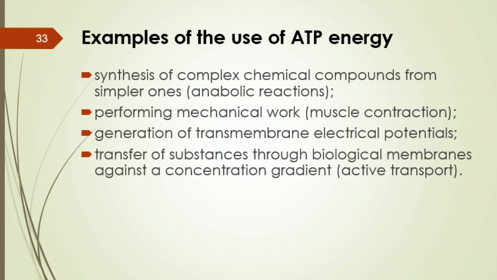The energy accumulated in the form of ATP is used by the body to support a variety of biochemical and physiological processes. Remember the main examples of the use of ATP energy. A. Synthesis of complex chemical compounds from simpler ones, anabolic reactions. B. Performing mechanical work, muscle contraction. C. Generation of transmembrane electrical potentials. D. Transfer of substances through biological membranes against a concentration gradient, active transport.